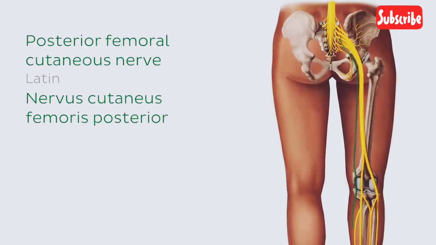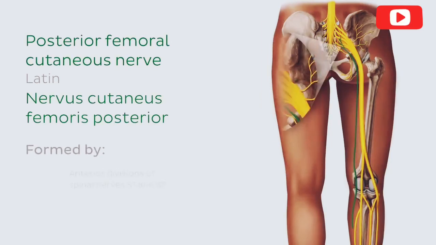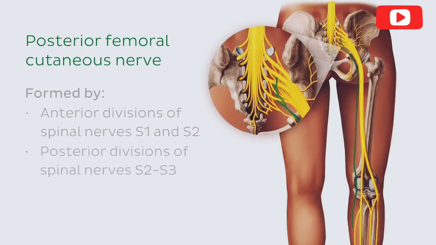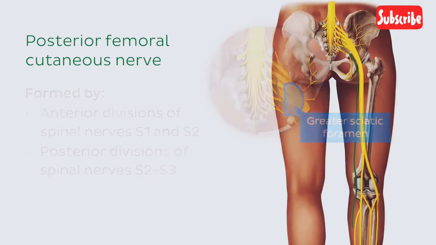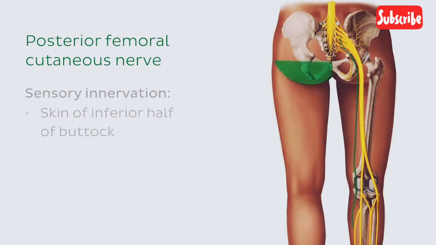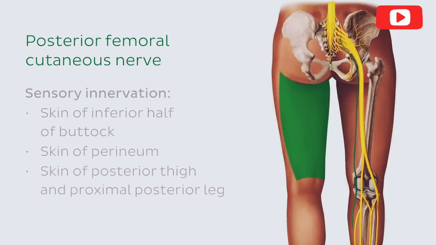The last nerve of the sacral plexus we're going to talk about is the posterior femoral cutaneous nerve, which is formed by the anterior divisions of spinal nerves S1 and S2 and the posterior divisions of spinal nerves S2 and S3. The posterior femoral cutaneous nerve leaves the pelvis via the greater sciatic foramen and courses down the posterior aspect of the thigh. It provides sensory innervation to the skin of the inferior half of the buttock, the skin of the perineum, and the skin of the posterior thigh and the proximal posterior leg. Interestingly, it supplies the greatest surface area out of all the cutaneous nerves.